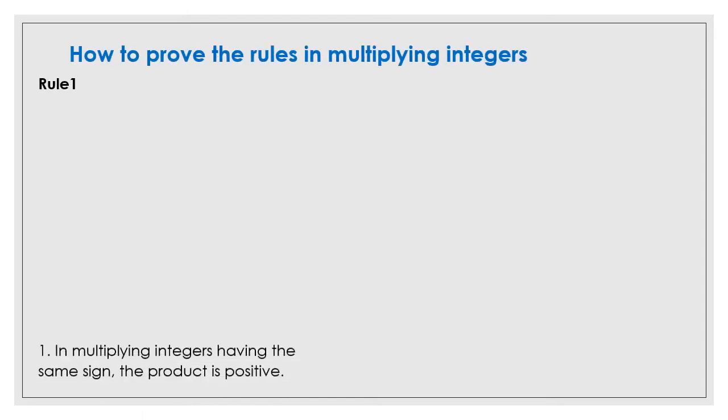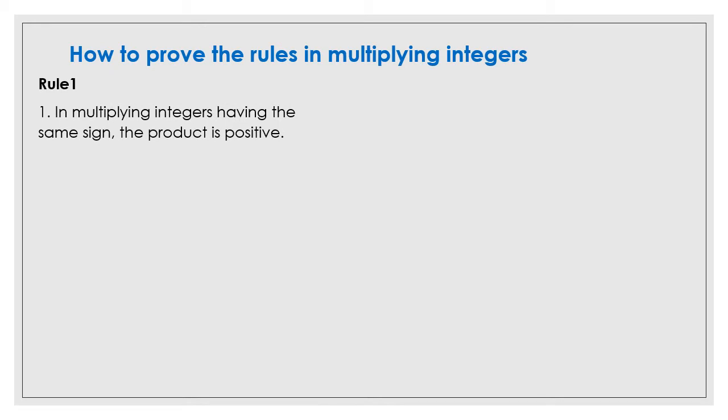Rule number 1. In multiplying integers having the same sign, the product is positive. So we have positive times positive equals positive. Ang asterisk dito ay nagre-represent sa multiplication. Then negative times negative equals positive. So we have here example 1, 4 times 3.